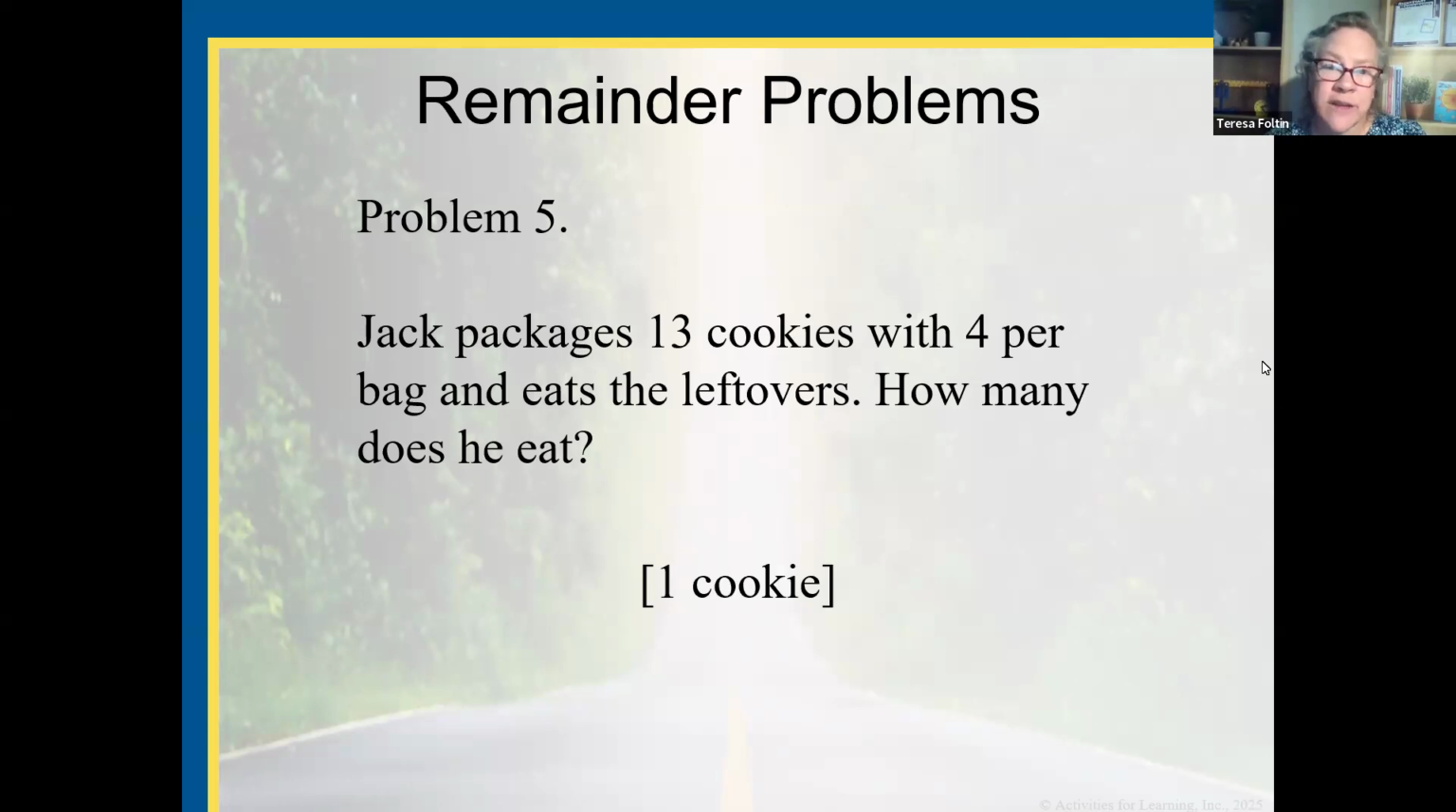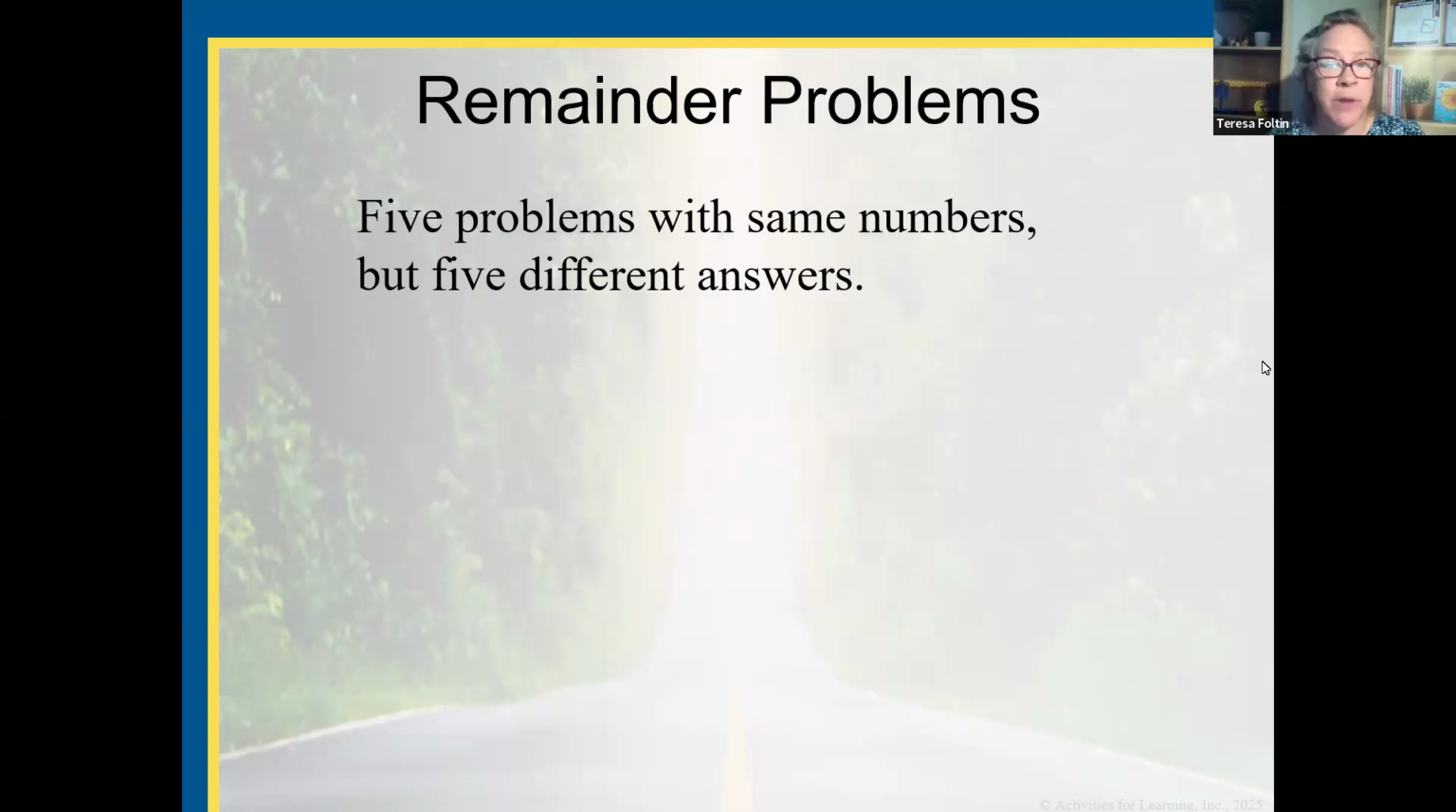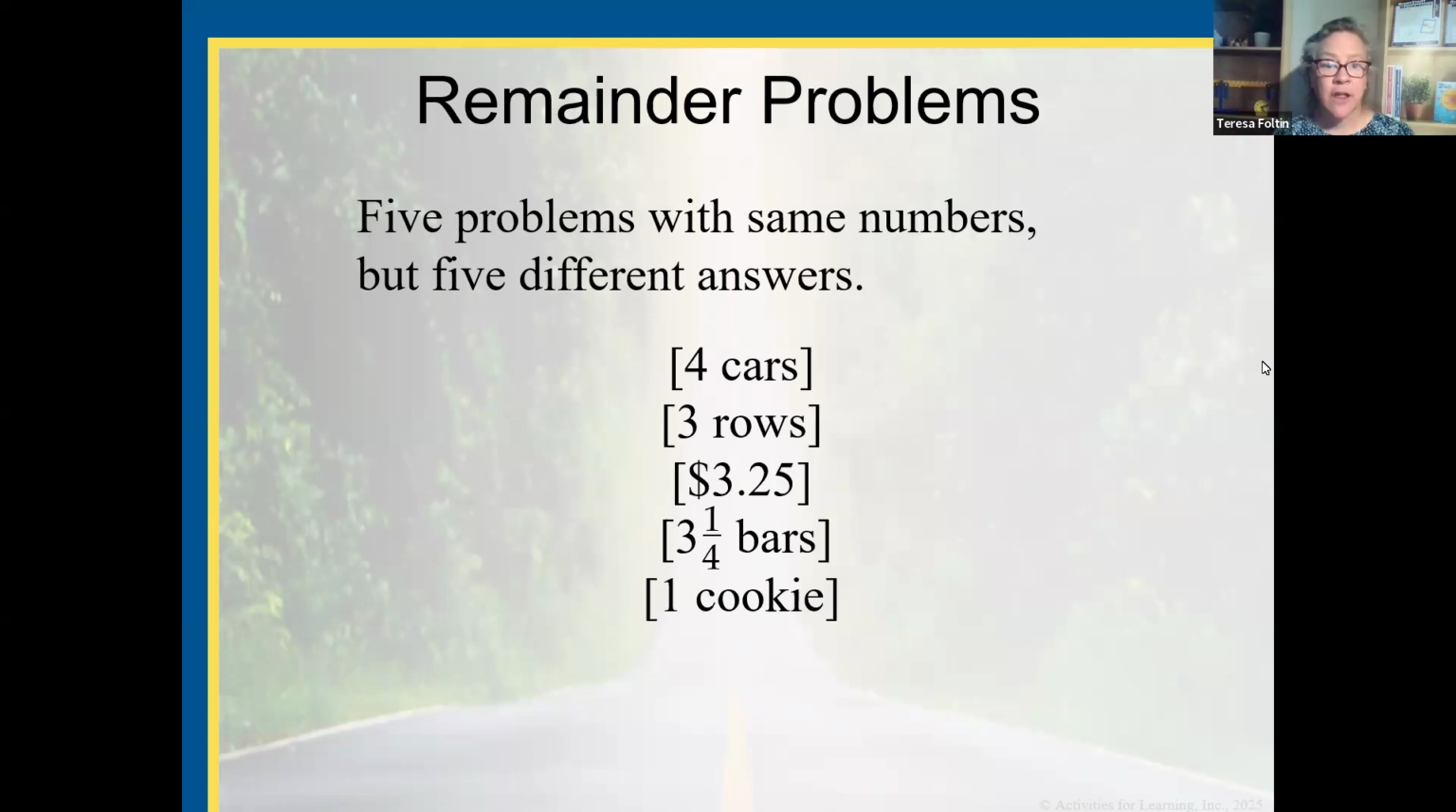Now, it's really interesting to note that all 5 of these problems dealt with the same numbers, right? They all dealt with 13 and 4, but they all have different answers. 4 cars, 3 rows, $3.25, 3 1/4 candy bars, and 1 cookie. This is the real world where context really makes a huge difference, right?